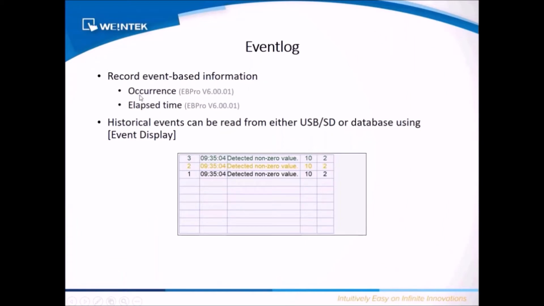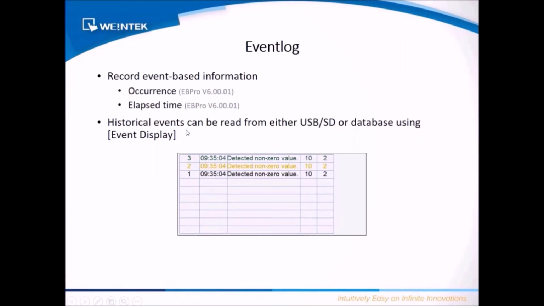And in our next version, we're going to have occurrence count and elapsed time for event logs. And historical events are the same thing as data log. You can choose to read from USB or SD card or database using event display. So let me show you right here. Okay, if I open up the event, if you have enabled SD or USB stick, then you can say I want to show the history source from different media.